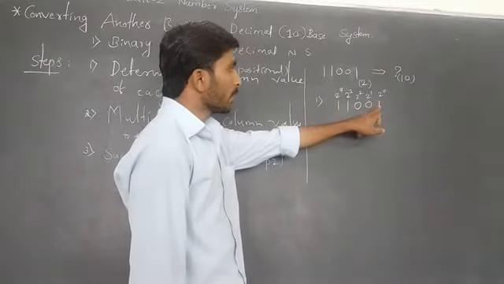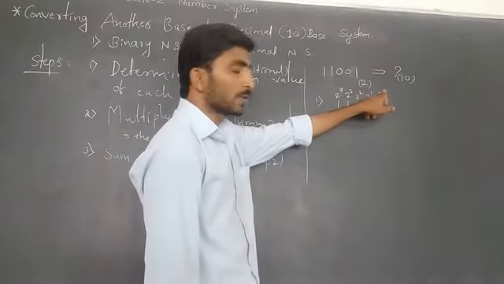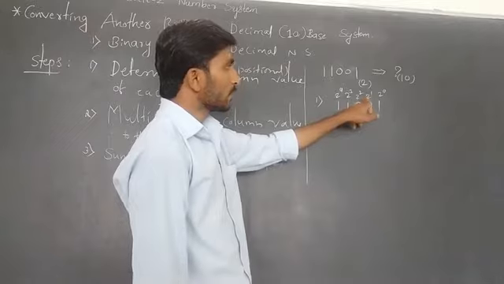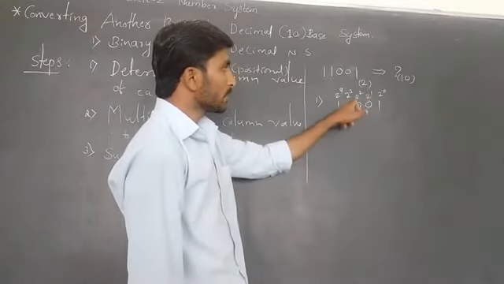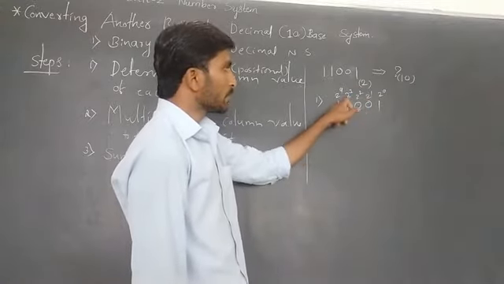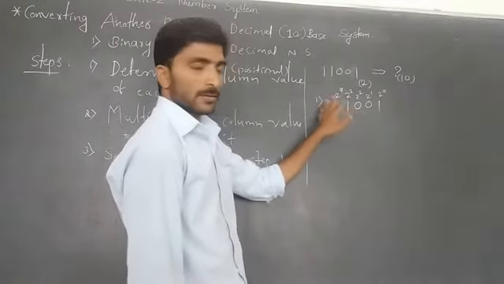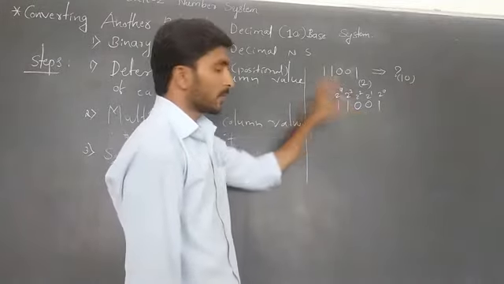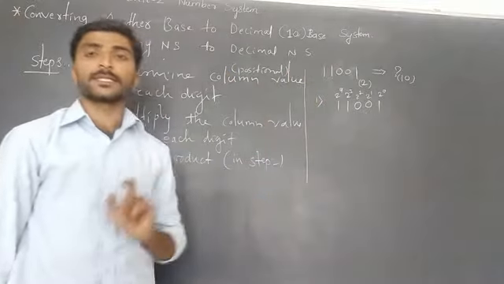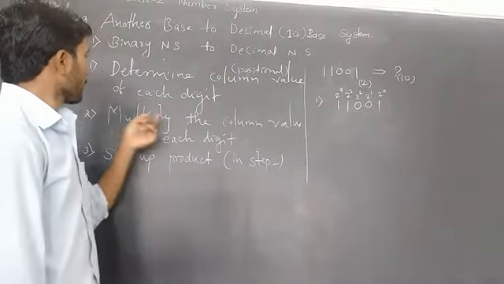Okay, so 1 means in the place of 2 raised to 0, 0 means 2 raised to 1, this 0 means 2 raised to 2, this 0 means 2 raised to 3, this 1 is 2 raised to 4. Okay, 1 1. So not 0, 1 1. Okay. So second step, what is the second step here?